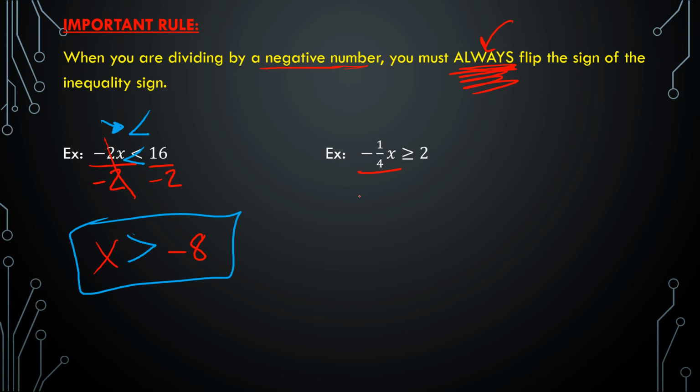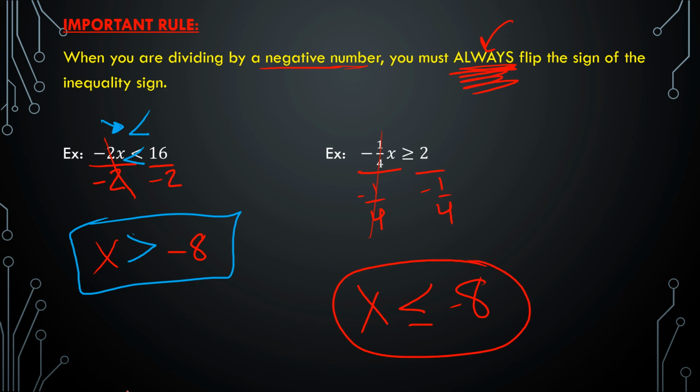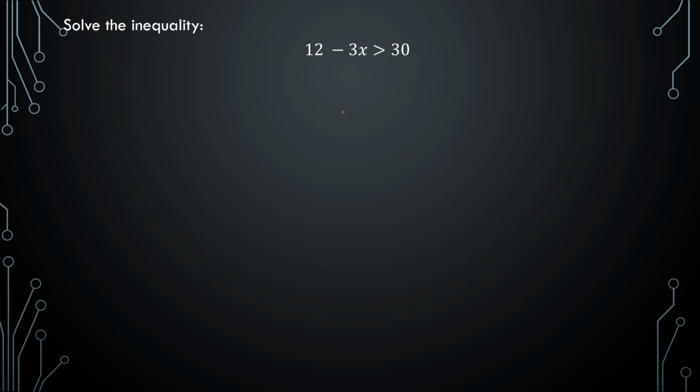So here let's divide by negative 1 and 1/4. This will go away. I'm left with x and a negative 8 on this side. Now remember, my inequality is facing the right, so when I flip it, the point is going to be going the other direction. So you just got to remember that when you're dividing by a negative, you got to flip your sign.